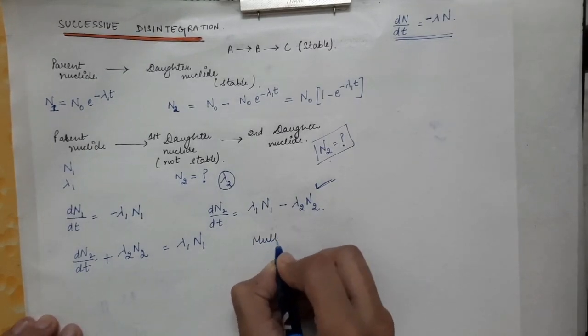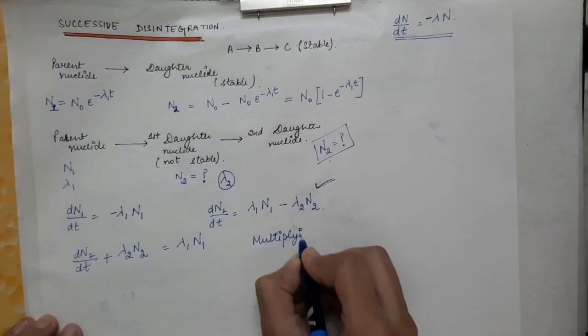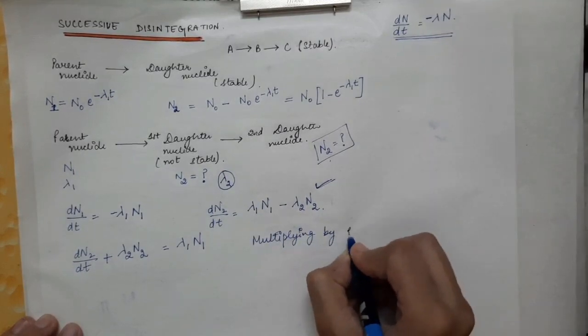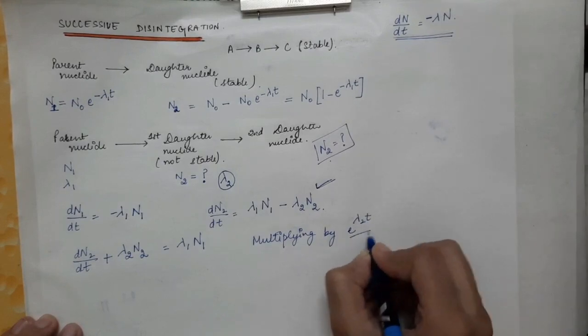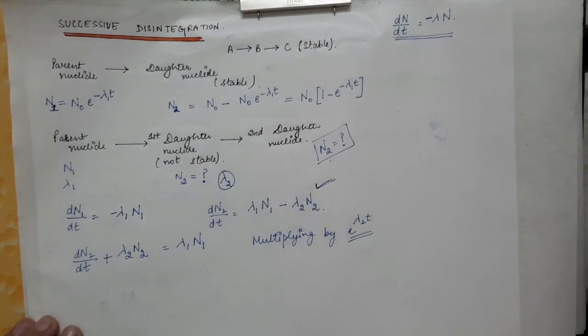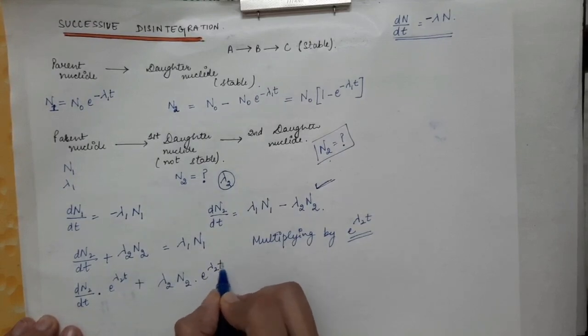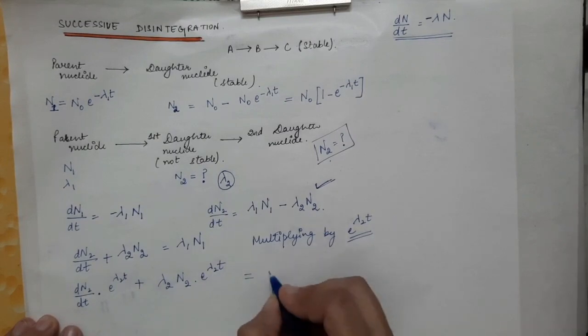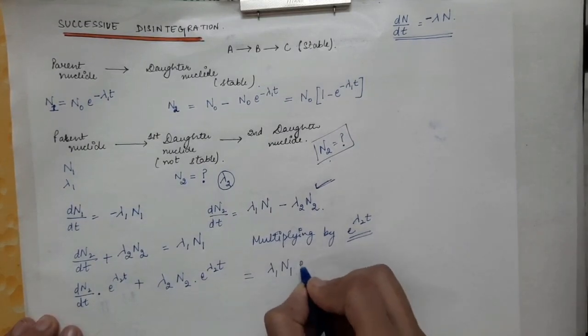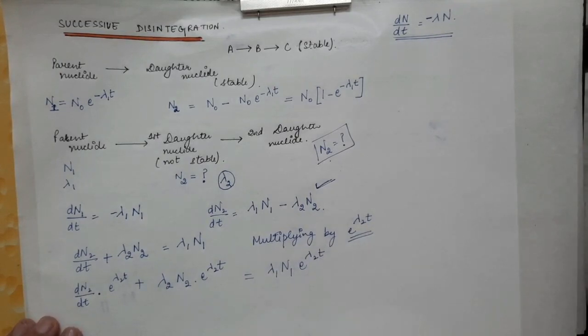So multiplying by e power lambda 2 into t. By this factor we will multiply on the left hand side as well as on the right hand side. So what we will get? We will get dN2 by dt into e power lambda 2t plus lambda 2 into N2, this factor into e power lambda 2 into t. So this will be equal to lambda 1 into N1 into e power lambda 2t.